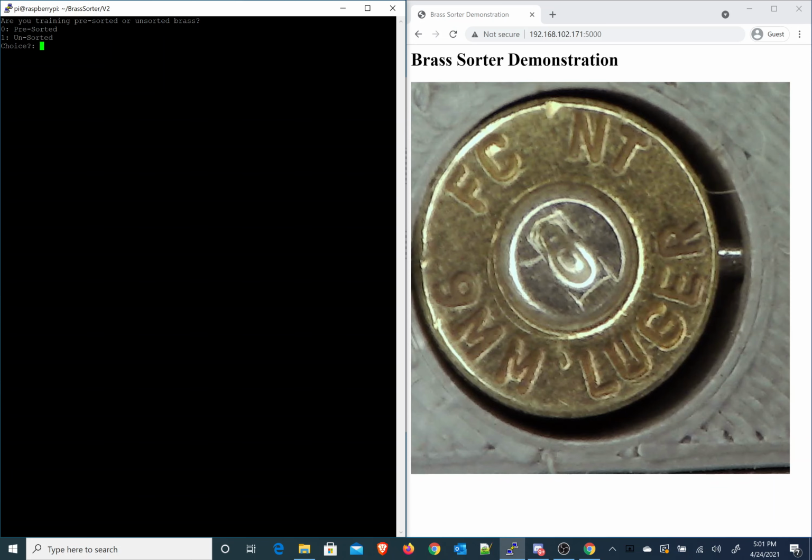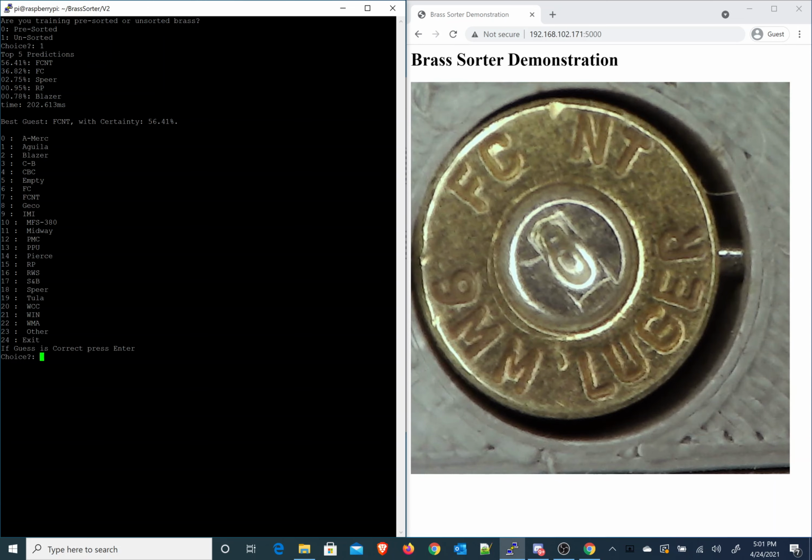Now right now I just put a big handful of unsorted brass into the case collator. That's just loading it up into here. Now, all the brass that I'm loading up in here, the system has never seen before, or rather the model has never seen before. So it may have seen FCNT, but it never saw this specific case. So I'm going to go ahead and hit number 1 for unsorted brass.